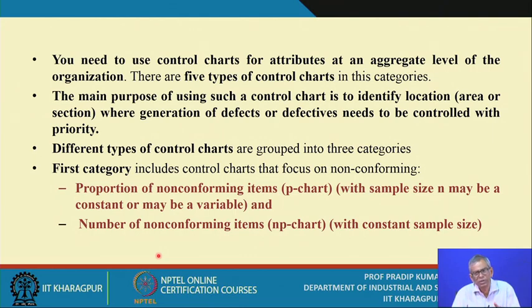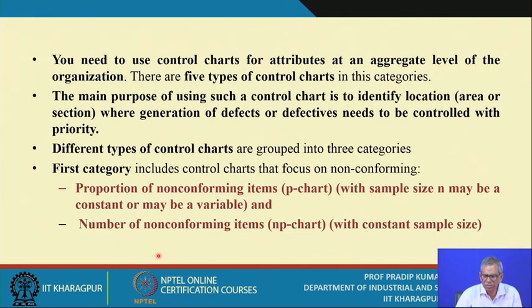And once the location is known, then you search for the exact causes and what are the types of causes. Is it okay? And then you search for ways and means to remove them. Is it okay? So for that you need to use a different kind of control chart, that is referred to as a control chart for the variable.